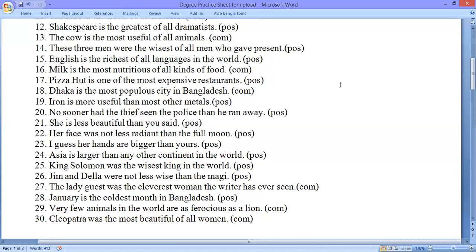This is question number 30. The question is, Cleopatra was the most beautiful of all women. We shall have to make this comparative. So we can write the solution like this: Cleopatra was more beautiful than all other women. I'm repeating, Cleopatra was more beautiful than all other women. So I think the exercises that we have done today, you have better understood this.